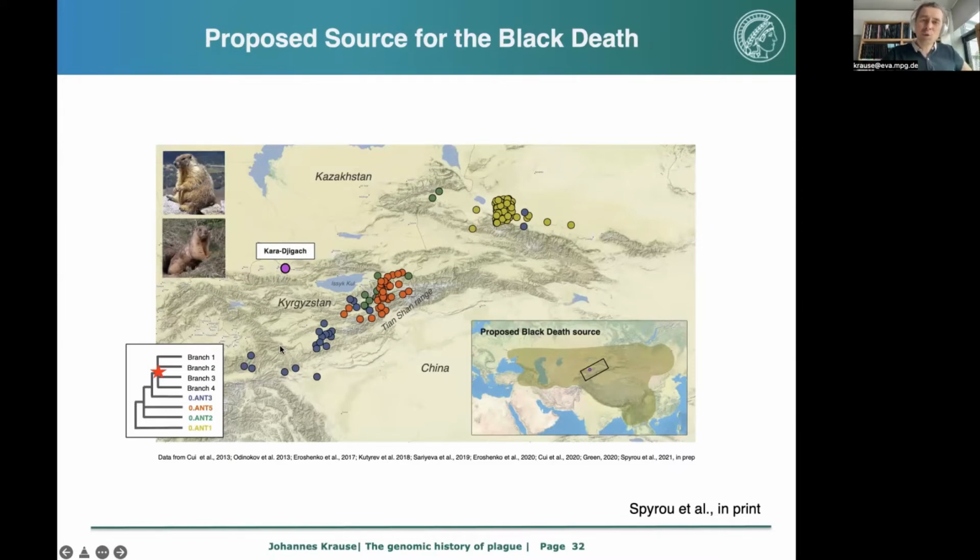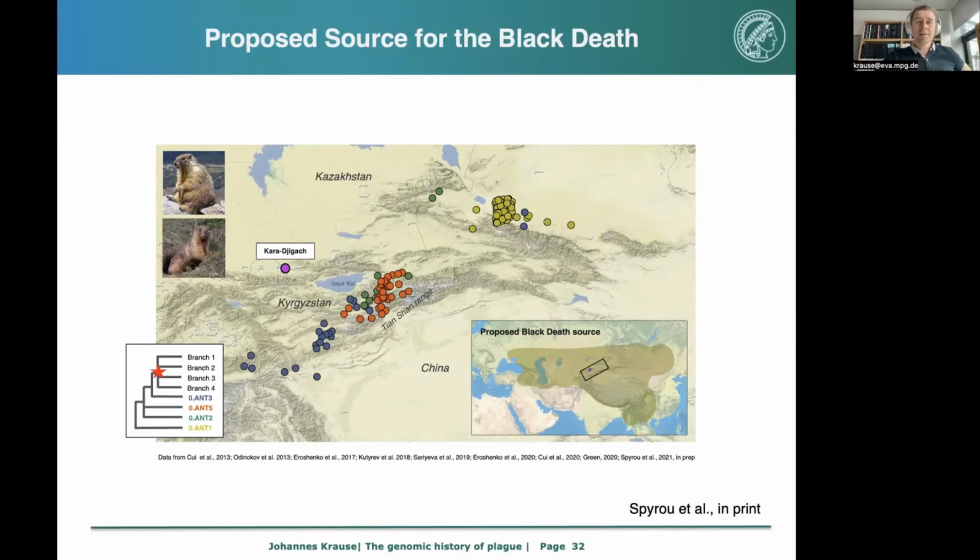So even today you have wild rodent populations that are the closest relatives to the strain that we then see emerging here. So we probably even think that this is what gave rise to it, those rodents, those marmots, and other rodents, groundhogs, that you have in the region.